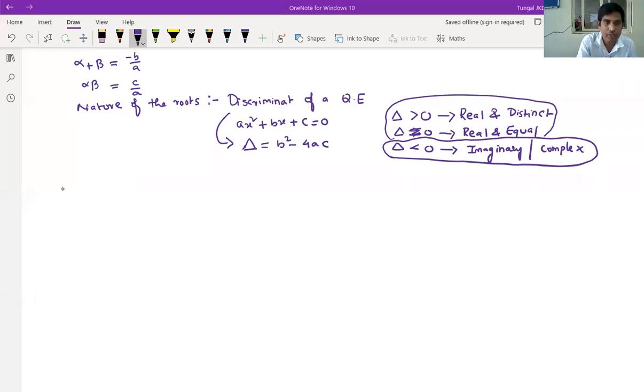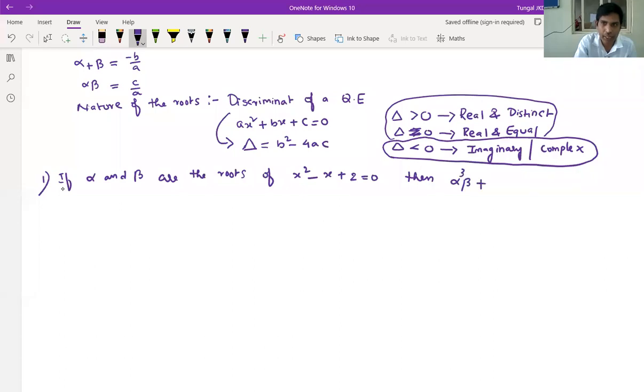See, question number 1. If alpha and beta are the roots of x square minus x plus 2 is equals to 0, then what we have to find out is alpha cube into beta plus alpha into beta cube is equals to, suppose the options given are minus 6, plus 6, 10, minus 3. Suppose they may give one objective question like that. Okay?